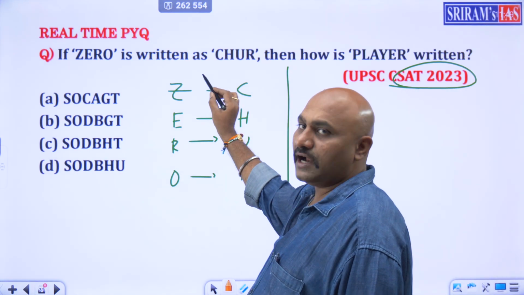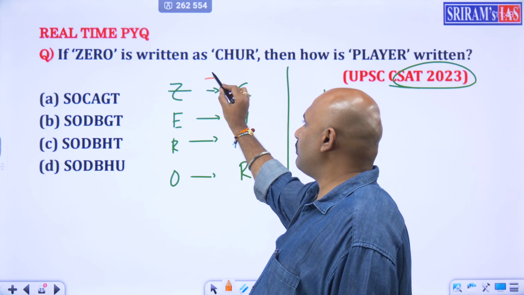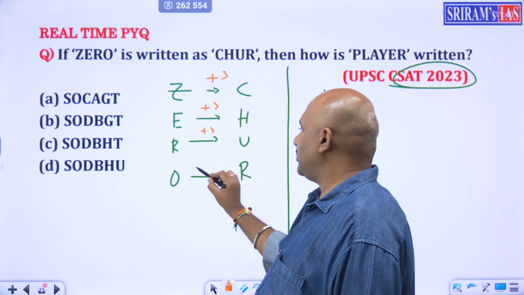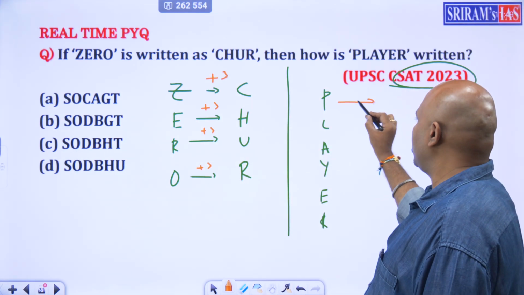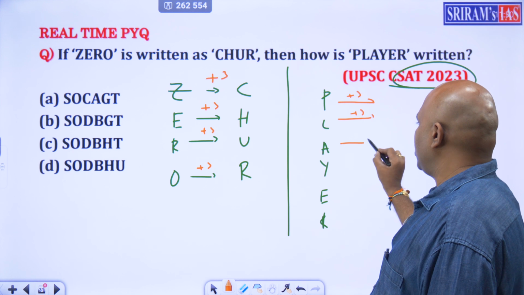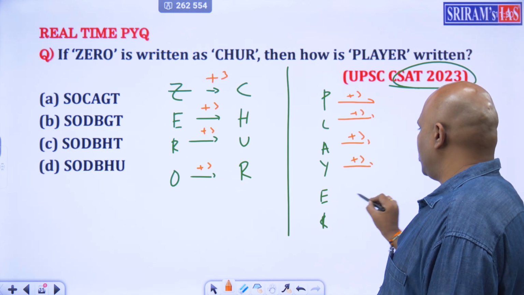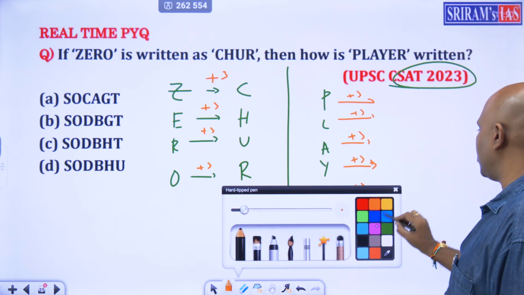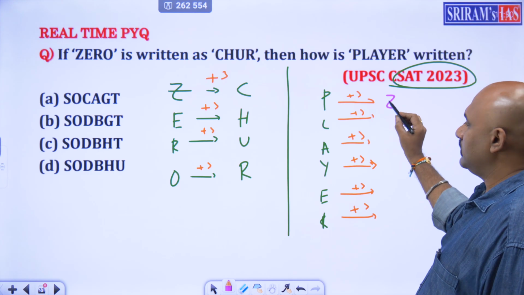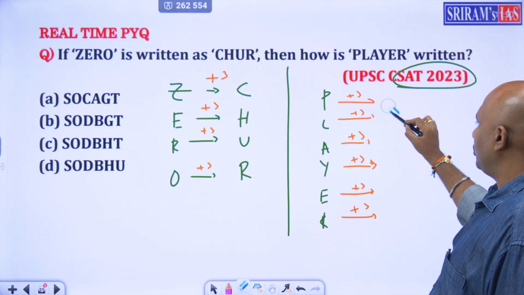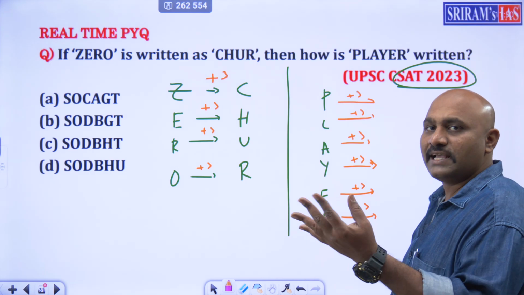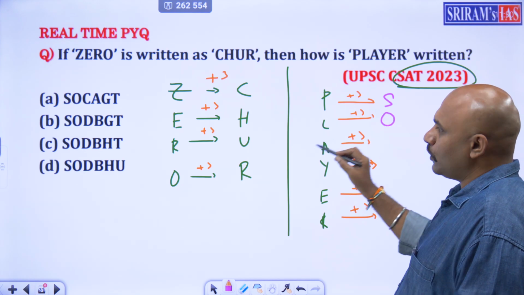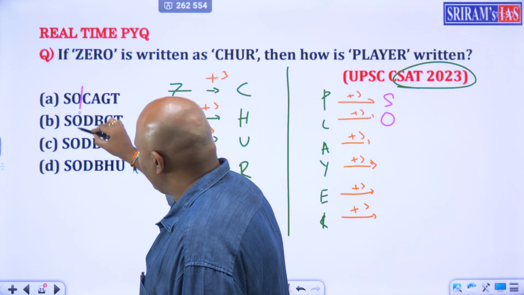Z is becoming C. That is, 26 is becoming 3. That means you have to add plus 3 to it. F, G, H. Again plus 3, plus 3, plus 3. So same thing will apply here. Plus 3, plus 3, plus 3, plus 3, plus 3. So what are the words you are going to get? First here, you are going to get P, add 3, Q, R, S. S, L, M, N, O. So SO, if you observe, SO is same here.